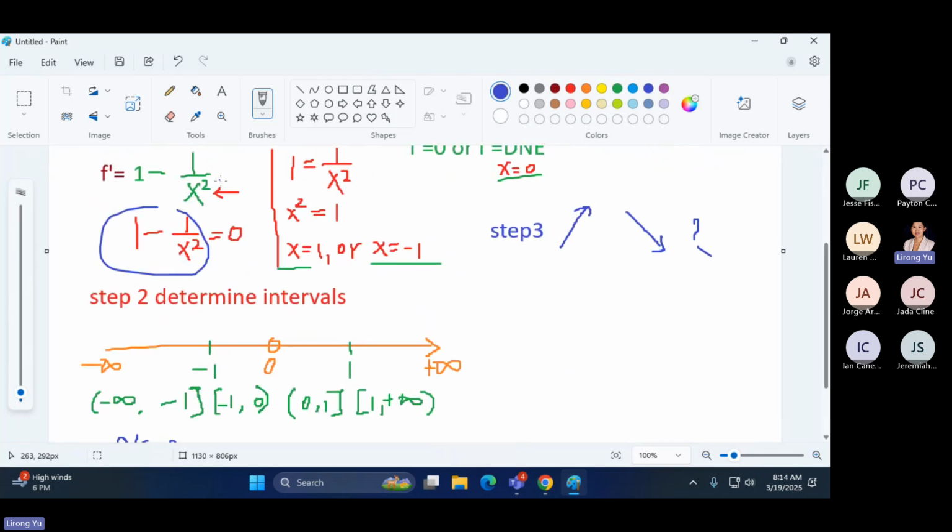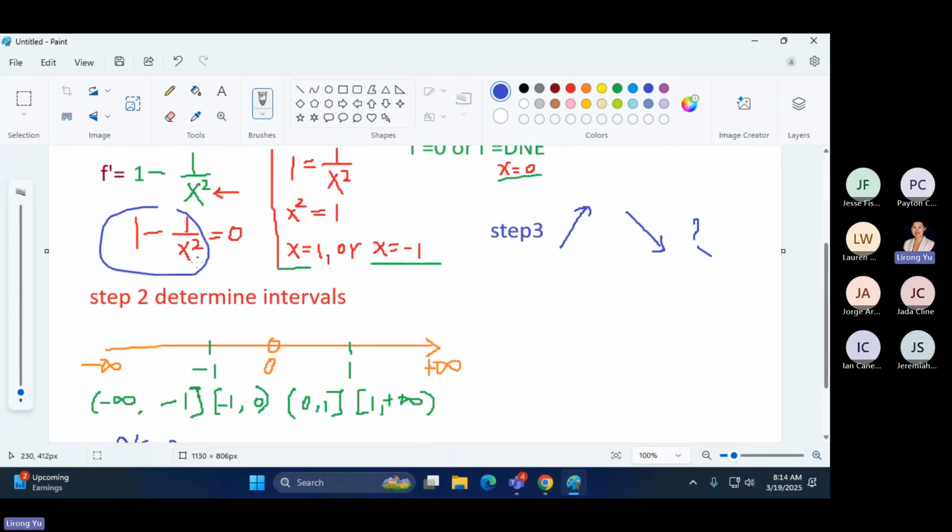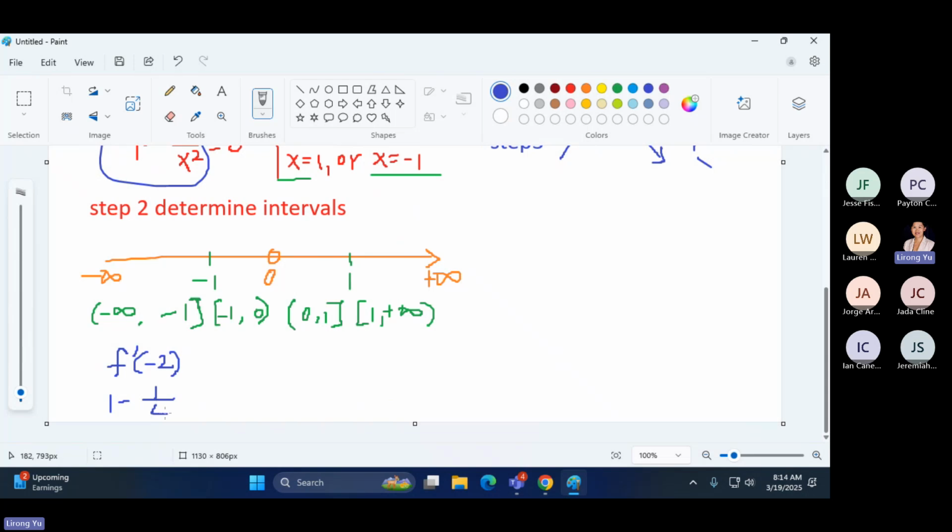That's our derivative function. So we're going to put 1 minus 1 over -2 squared. -2 squared is actually 4. So it's actually 3/4. Okay, now 3/4 is a positive number. If the derivative is a positive number, the function is increasing. So we know on this interval it's increasing. First interval is increasing.